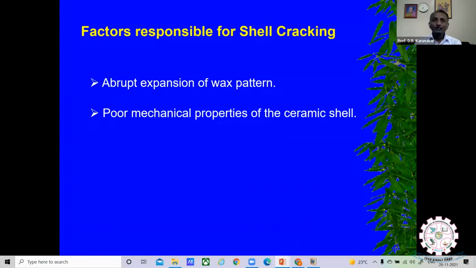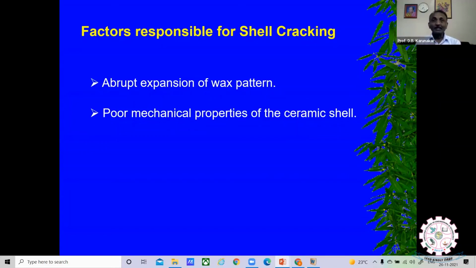Now, around the wax pattern, we create a ceramic shell. We build a ceramic shell. After the shell is created and dried out, we have to take the wax pattern outside. For that, what do we do? We take this ceramic shell in which wax is present and put it inside an oven, and slowly we raise the temperature. What happens? The wax will melt and come out. That is what is expected.